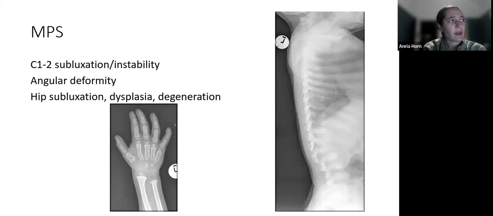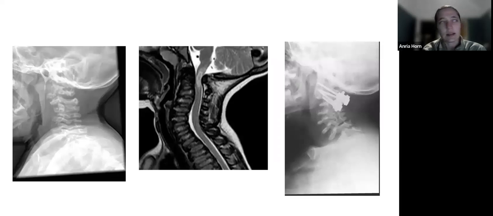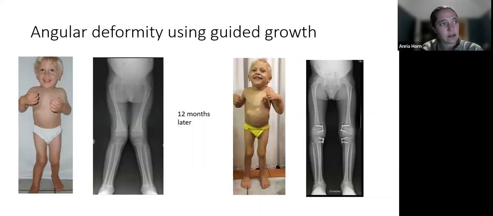Okay, and then again, they get C1, C2 instability, angular deformity of the lower limbs, hip subluxation, dysplasia, degeneration, and often scoliosis as well. So this is just an example of what the X-rays look like in the spine. This is Morquio syndrome. He's got this disorganized appearance of his vertebral bodies and spine, and he had C1, C2 instability with spinal stenosis, and you can see cord signal changes up there. He had a fusion, and then it's the same patient.